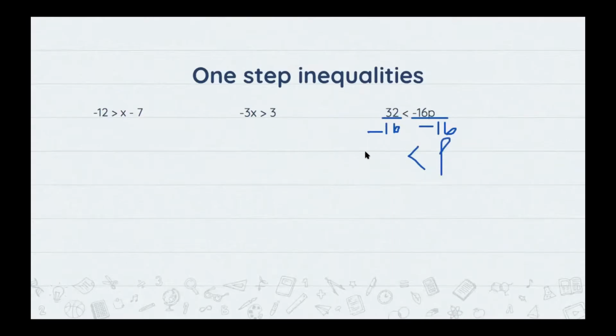So p is less than -2. Look on the board. You divide both sides by -16. Yeah, 32 divided by -16 gives you -2. So p, the sign, you just bring the sign down. So p is bigger than -2, so it's eating the -2. So p is greater than -2.